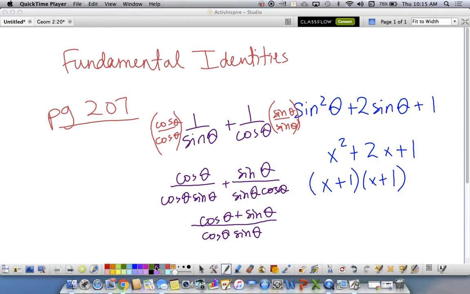Number 5. Who wants to read number 5? Go ahead, Mackin. As you select substitutions, keep in mind the side you are not changing because it represents your goal. For example, to verify the identity tan squared x plus 1 equals 1 over cosine squared x.